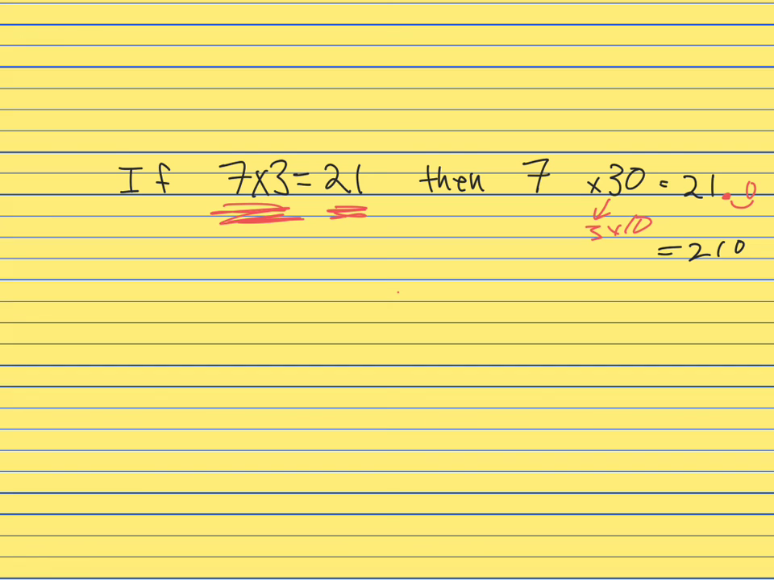Now, that's it. That's all we're doing. We're just multiplying by 10 in the original number to move the decimal over one spot for multiplying by tens.